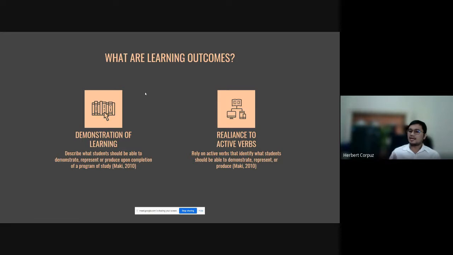For example, as I have said a while back, our intended learning outcome is also a type of student learning outcome. And when I say that you should be able to write sample learning outcomes, that is what I would like you to do at the end of discussing lesson 3. And that is what we mean by learning outcome. That is an example of a learning outcome.